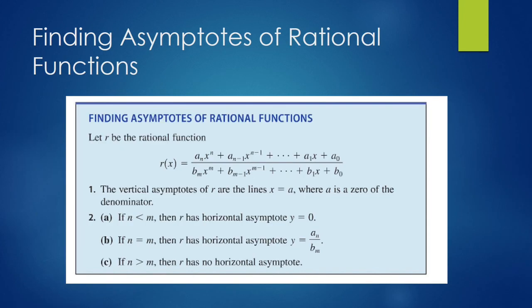So how do you find asymptotes of rational functions? So here's our rational function. Remember that the numerator and the denominator are both polynomials, so this is just showing you standard form of those polynomials. Vertical asymptotes are going to be the lines x equals a, where a is the 0 of the denominator, meaning that we can't exist there, right? It's outside of the domain. So the first thing you want to do is find your domain, and that will tell you where the function does not exist. Those will be your asymptotes.